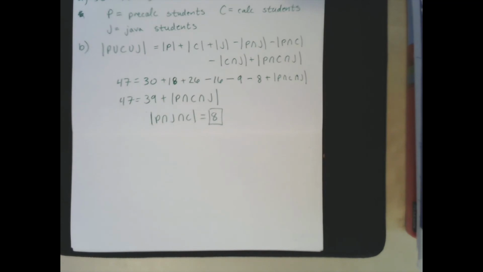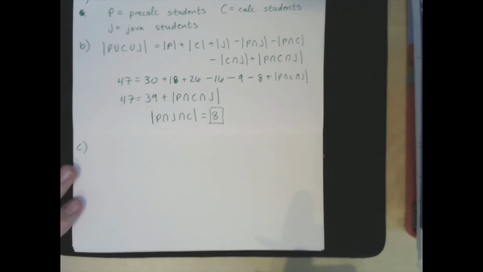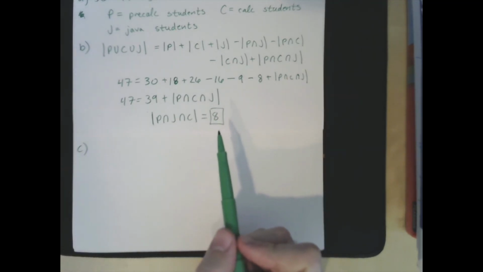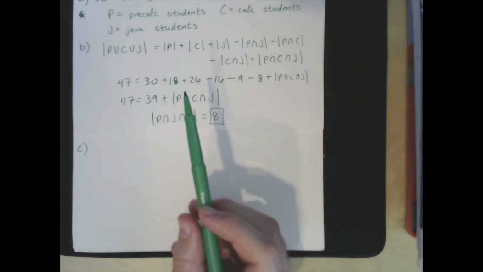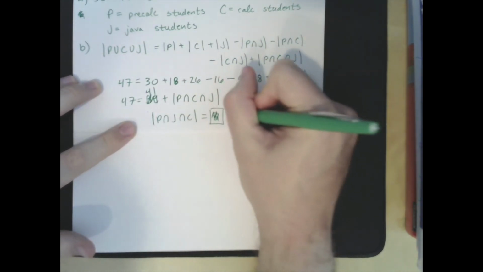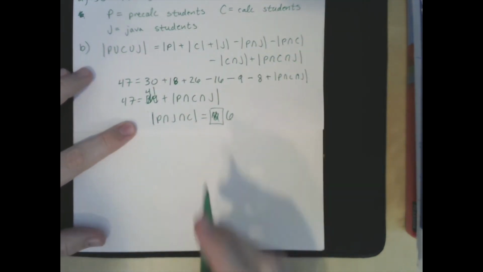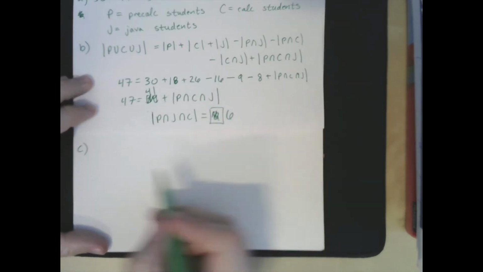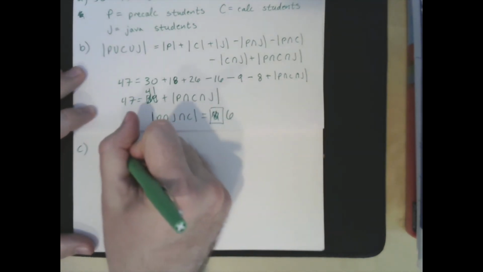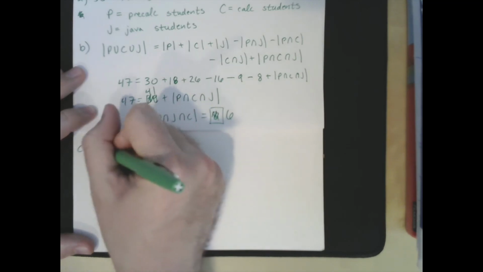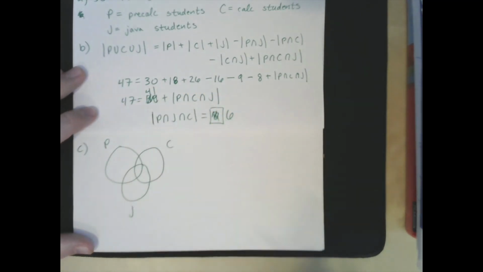So to solve part C now, we're actually going to construct a Venn diagram. I don't know how to count. 30 plus 18 plus 26, this should be 41, which would make this 6, right? I think I did 16 minus 16. Yeah, I did. Okay, so this should be 6. So in part C, we're going to be constructing a Venn diagram, looking at pre-calculus, calculus, and Java students.